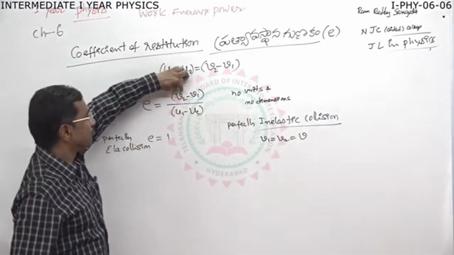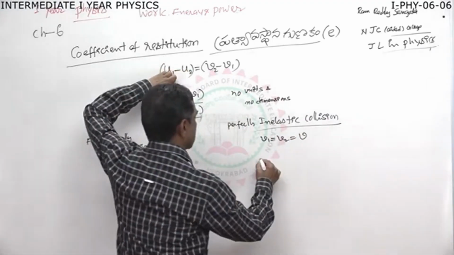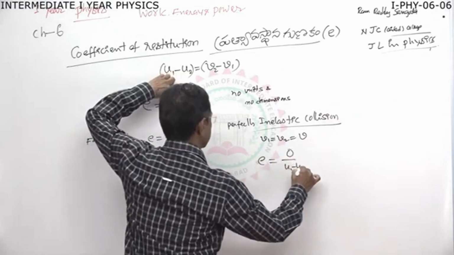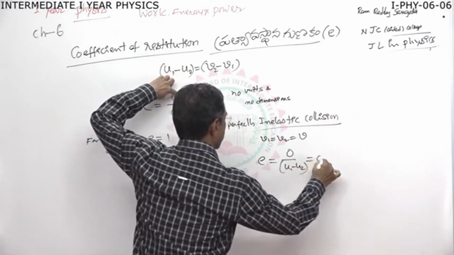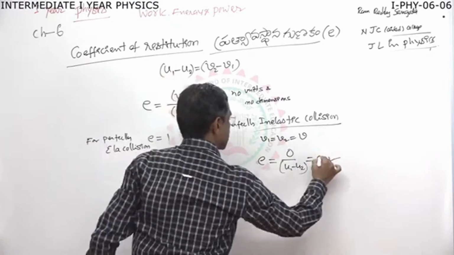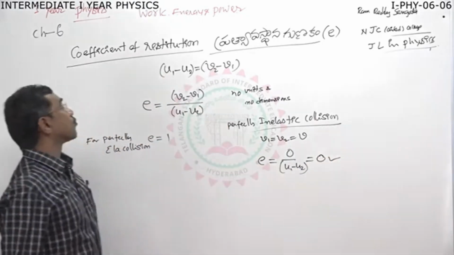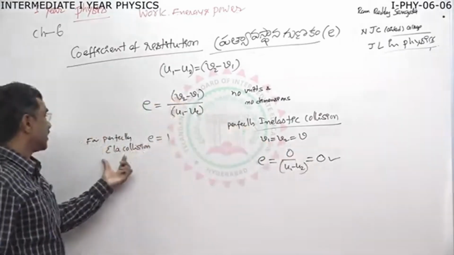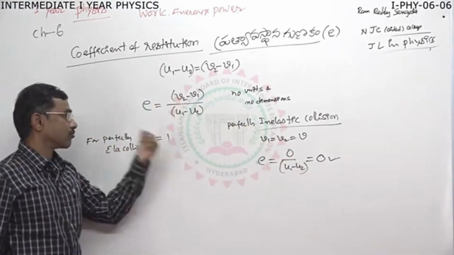So here V1 equals V2, which means obviously the numerator becomes 0. 0 divided by anything is equal to 0. So in case of perfectly inelastic collisions, this coefficient of restitution value will be 0. For perfectly elastic collisions, the E value will be equal to 1.